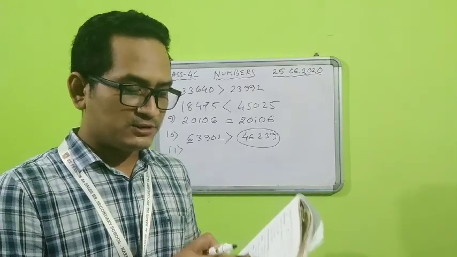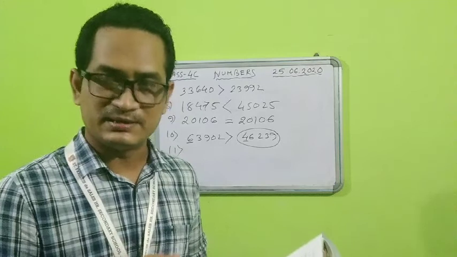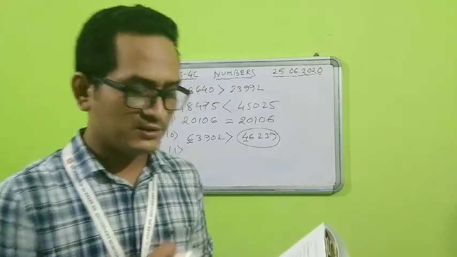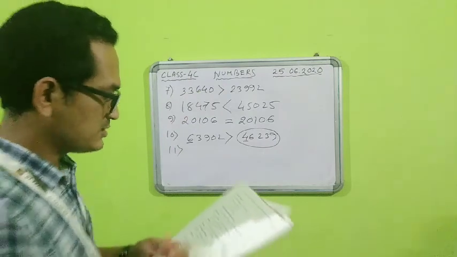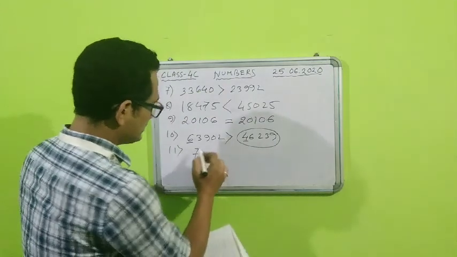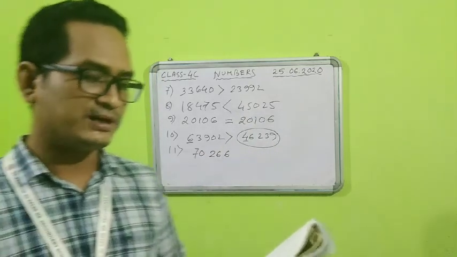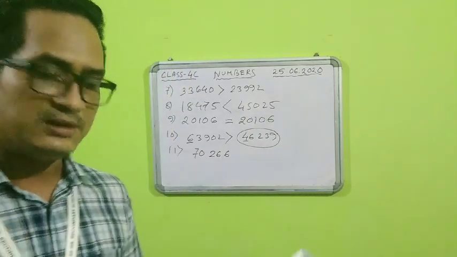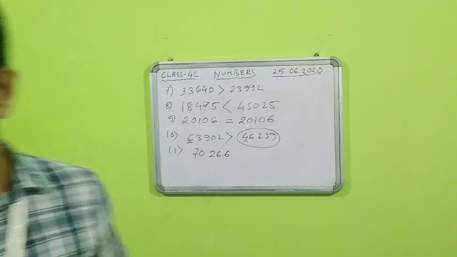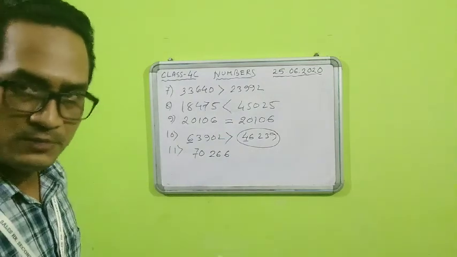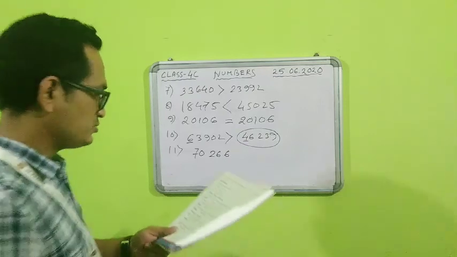Since the two zeros are the same, you need to see the hundreds place now. There you can see 702 and 706. So 702, the first number, will be the smallest one. So the answer will be 70,266. That is 70,266 will be the smallest out of these 4 numbers. So this is question number 11. Students, please copy it down also. We'll go to the next question, number 12.